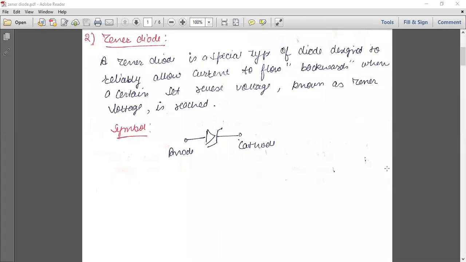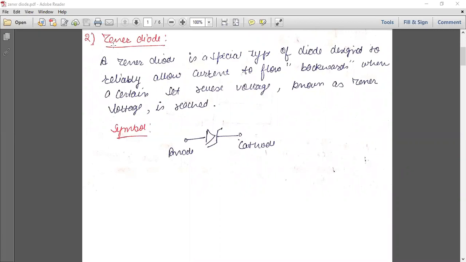Today we are going to cover a new topic that is known as Zener diode. This is one of the types of diode. In the last lecture we covered the mechanism of breakdown, and there are two types of breakdown mechanism. One is Zener breakdown, one is avalanche breakdown. So in this topic we are going to cover Zener diode.